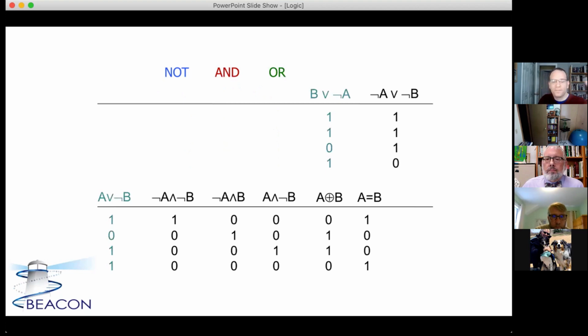All right, so these two tasks that are in this tealish color right now. Here we've got B OR NOT A, and here we have A OR NOT B. So in both cases, we have something OR not something else.